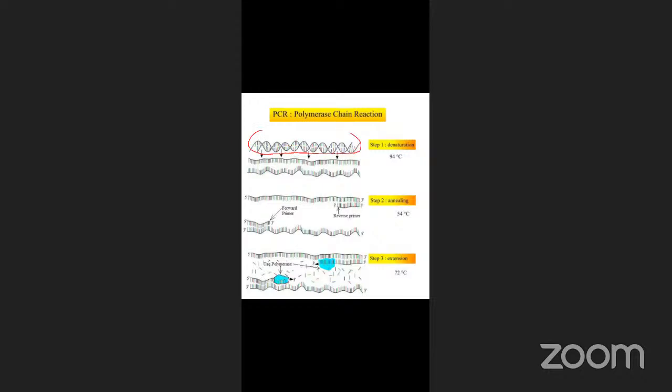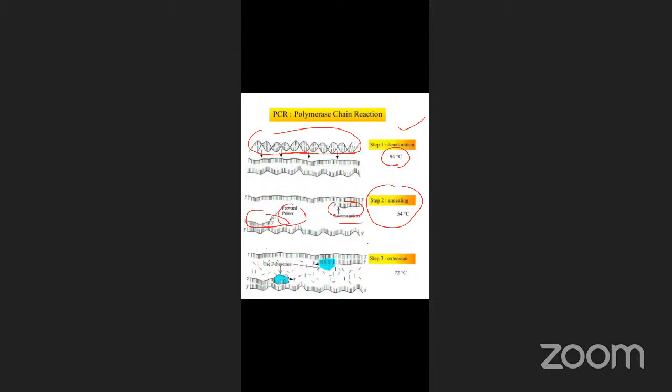Step 1, denaturation. At 94 degrees centigrade, the double-stranded helix unwinds like this. This is 5 end to 3 end and this is 3 end to 5 end, right? Second step, annealing at 54 degrees centigrade. At 54 degrees centigrade, the primer attaches here in 5 to 3 direction, and this one is also 5 to 3 direction. One is the reverse primer, one is the forward primer, right?